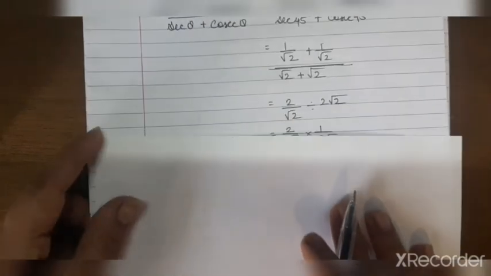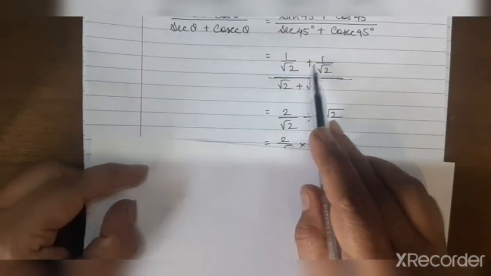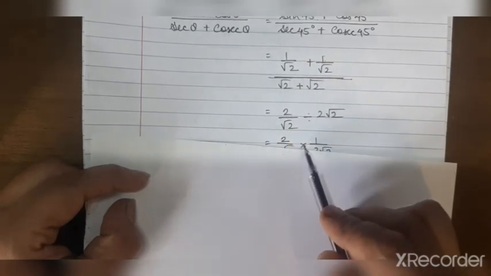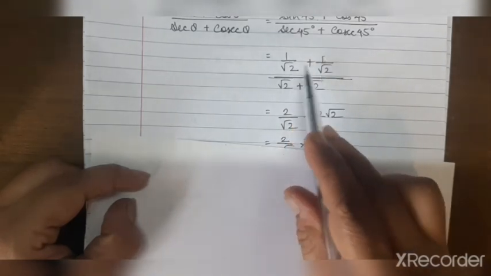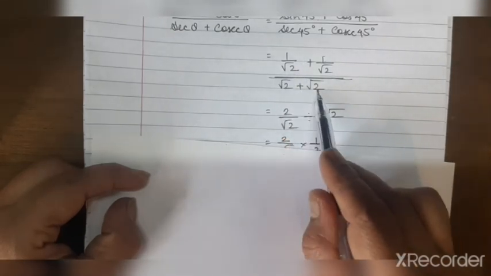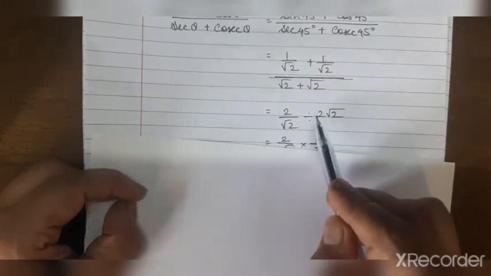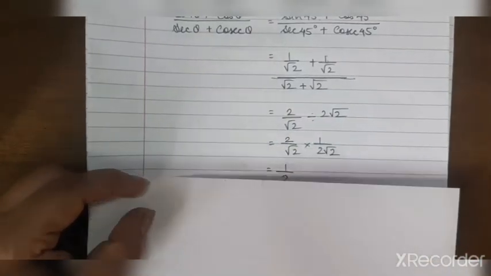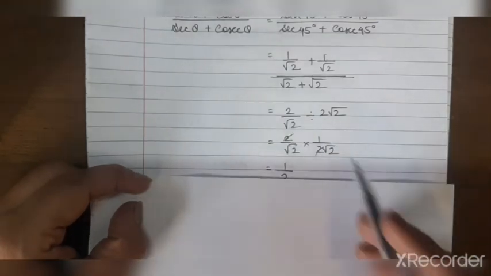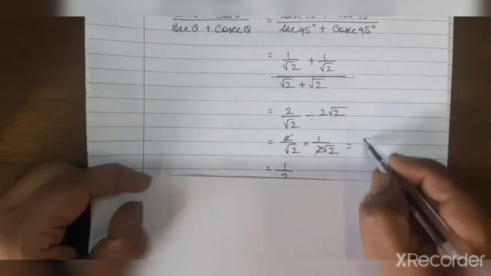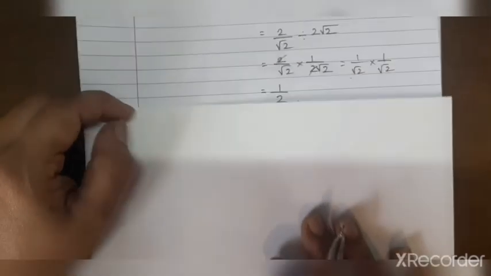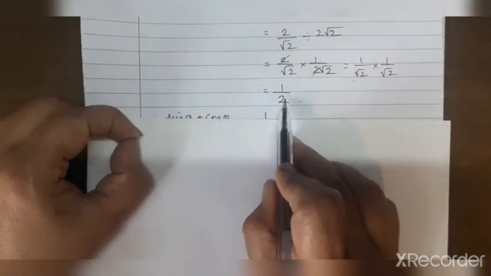Now, if you see the numerator, it is 1 upon root 2 plus 1 upon root 2. That is nothing but 2 upon root 2. Divided by root 2 plus root 2, which is 2 root 2. This division we convert to multiplication, and 2 root 2 becomes 1 upon 2 root 2. The 2s cancel, so we get 1 upon root 2 into root 2. Root 2 into root 2 is 2. And therefore we have got the answer as half.